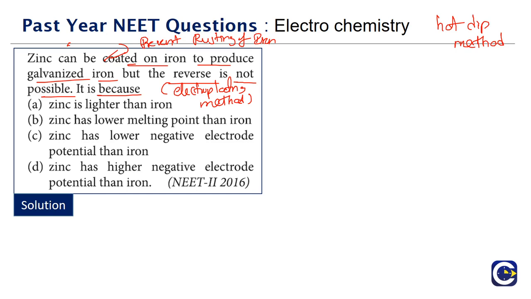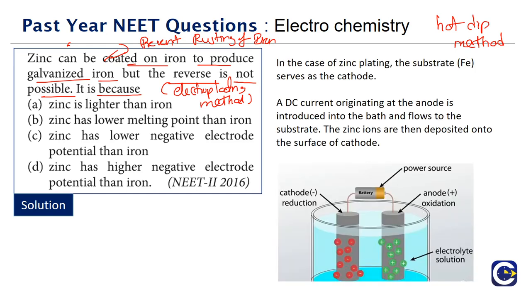So what is this electroplating method? Electroplating is a method that is used for the coating of zinc on the surface of iron. So what is the procedure involved in the electroplating method? In the zinc electroplating, we use the substrate, in this case iron, on whichever you want to coat zinc. The substrate will be put as the cathode, and the zinc will be acting as the anode, and we'll have a solution of zinc 2 plus ions.